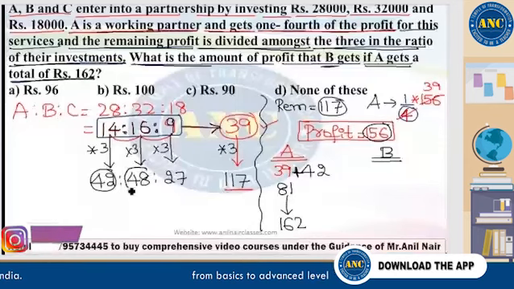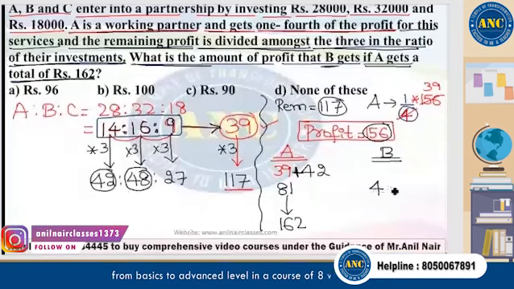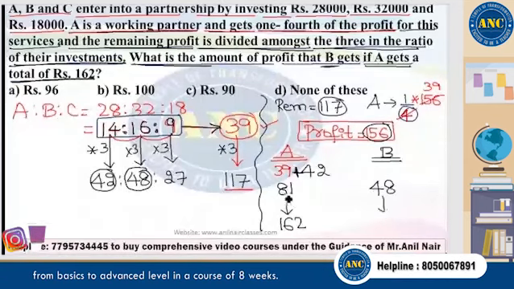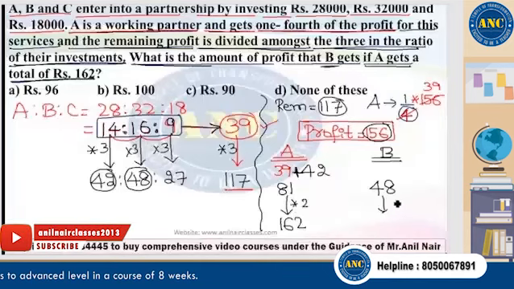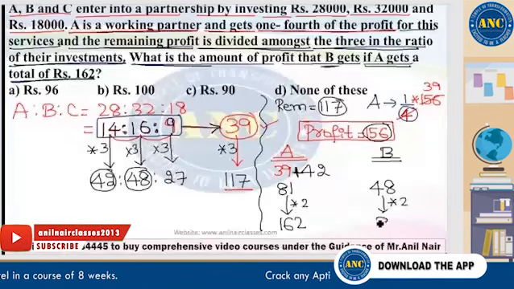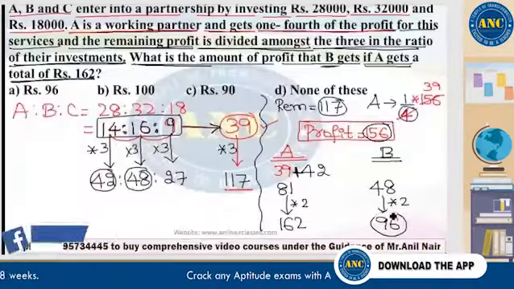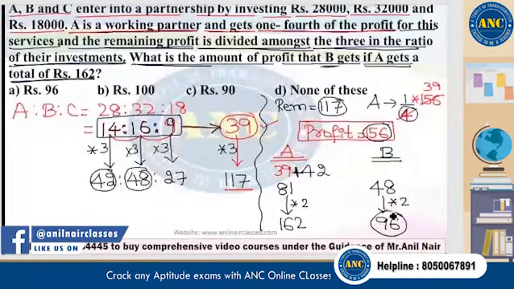Total according to the ratio, B is getting 48. Question says how much? 81 into 2 is 162. 48 into 2 is 96. Answer for this question is 96.